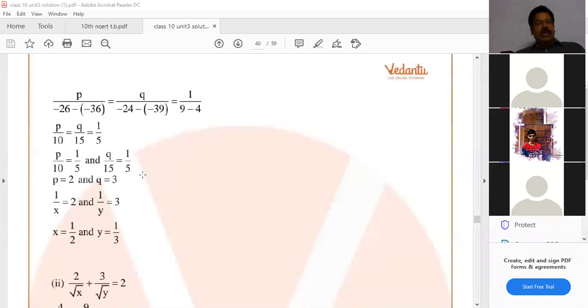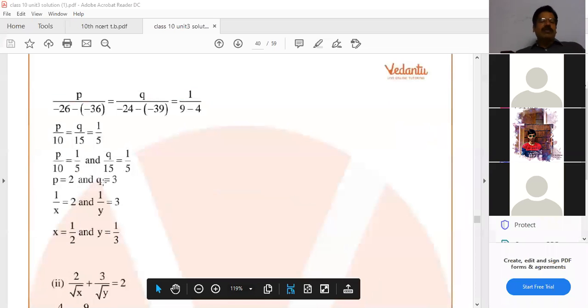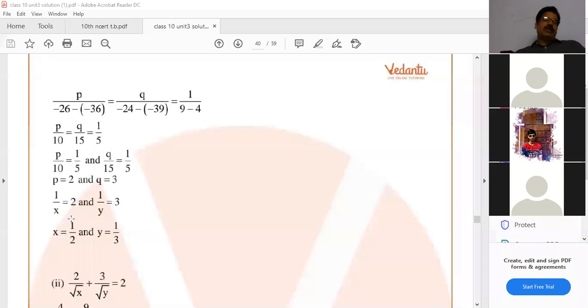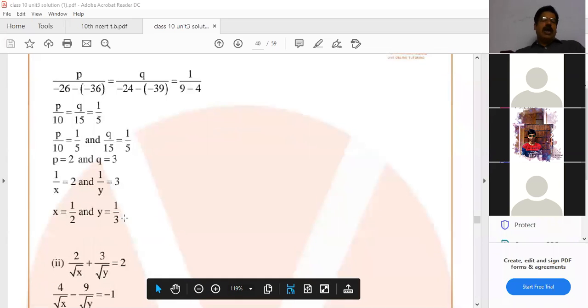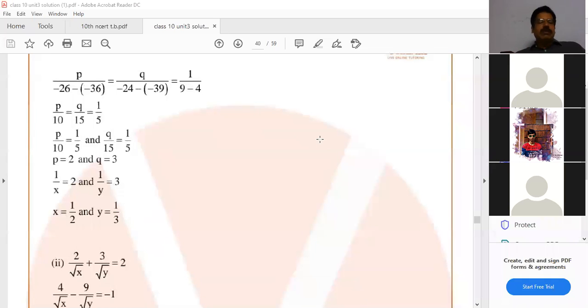After getting P and Q values, P means we supposed 1 by x equal to 2. After getting the Q value, 1 by y equal to 3. Hence, x equal to 1 by 2 and y equal to 1 by 3 we got.